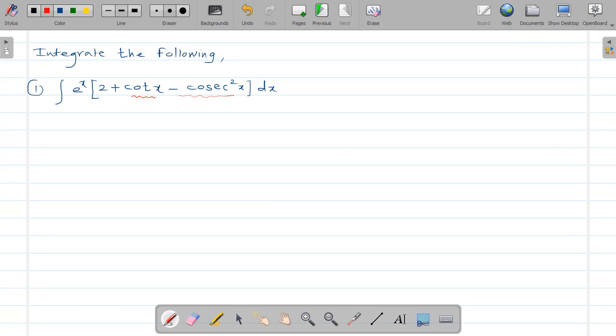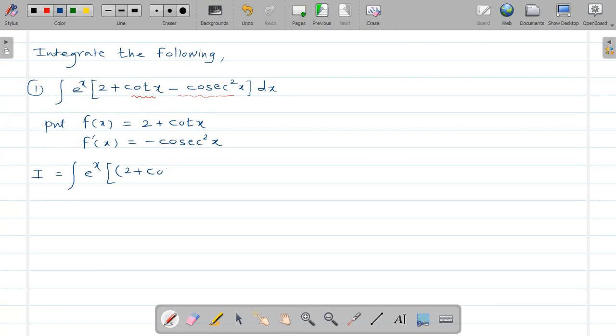Now in this answer, if I put f of x means suppose 2 plus cot x, then what is the derivative of 2 plus cot x? That is f dash x. We get minus cosec square x, because the derivative of 2 is 0 plus derivative of cot x is minus cosec square x.